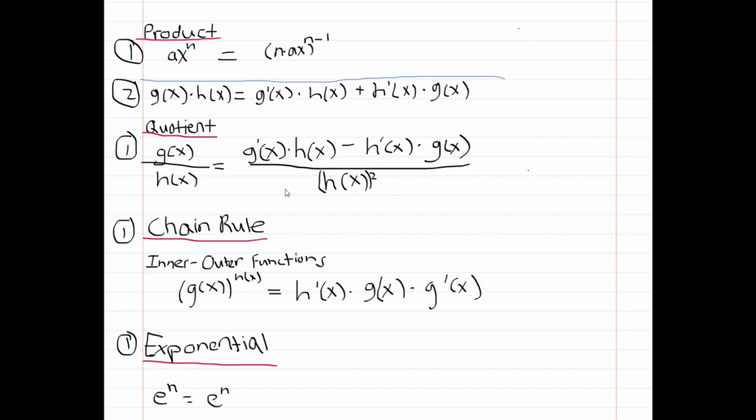Basically, what you're doing is you're taking the derivative of the numerator, then you multiply it by the denominator, and then you subtract. Then you take the derivative of the denominator, and then multiply it by the numerator, and then divide that by h of x squared. So g of x and h of x, they just represent functions. They represent expressions.